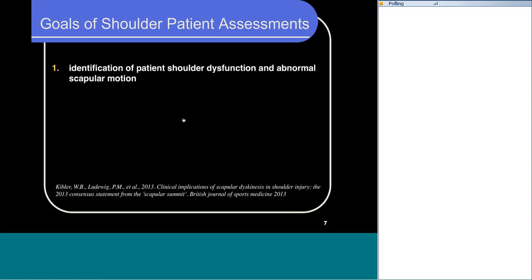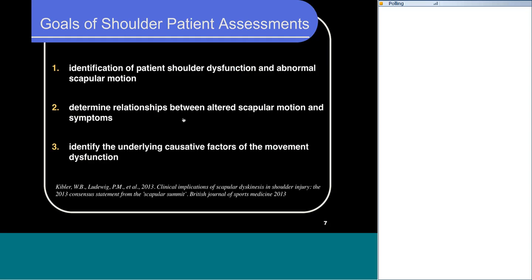So we really need to measure shoulder kinematics accurately and reliably. So how hard could that be, right? And two, determine relationships between altered scapular motion and symptoms. And three, identify the underlying causative factors of the movement dysfunction. And these really speak to the need for models that relate motion to pain, since pain is the main symptom, and understanding what drives abnormal movement.